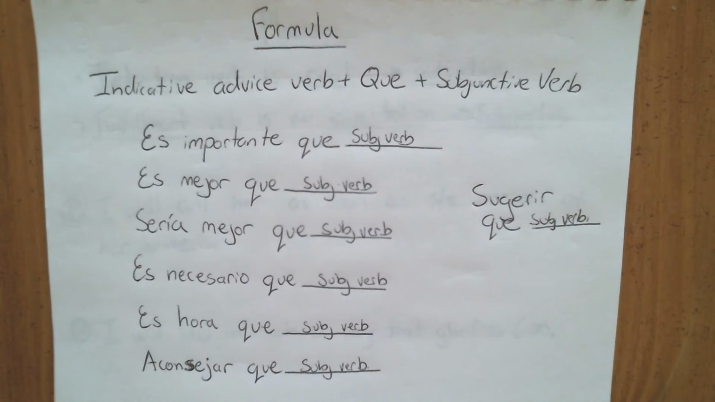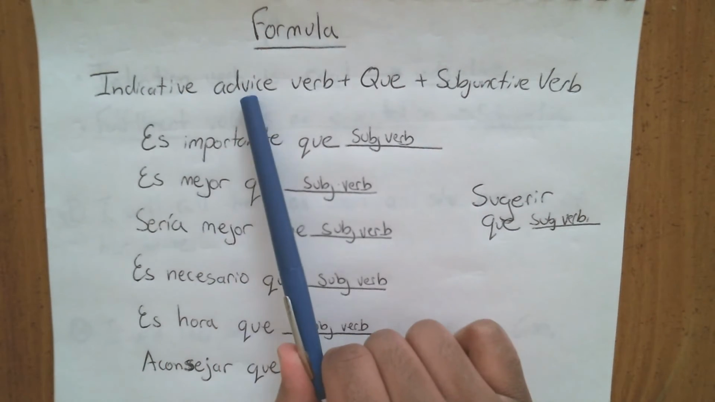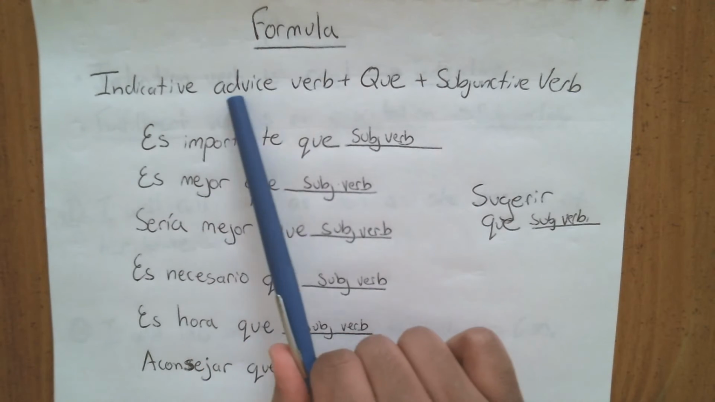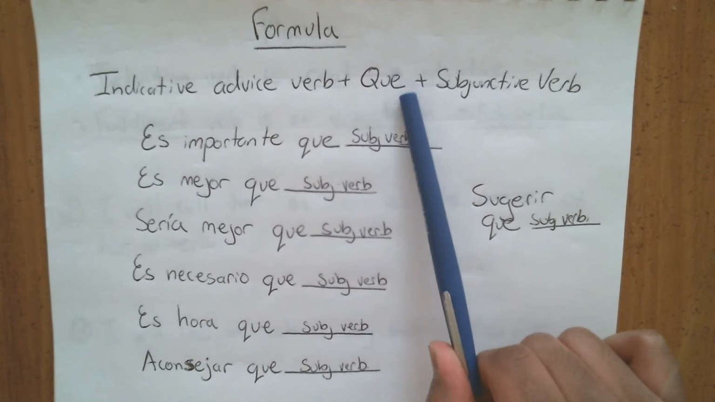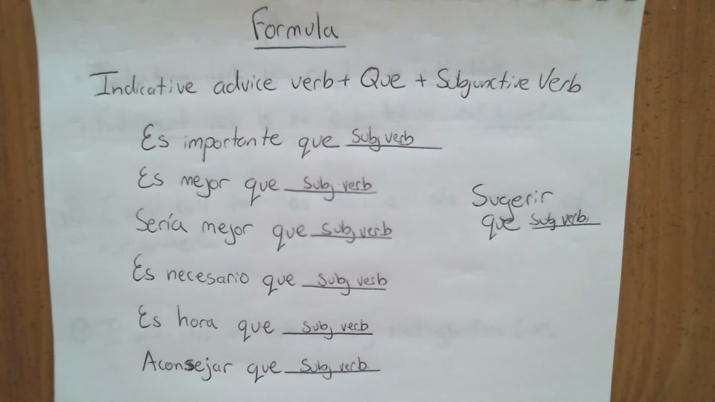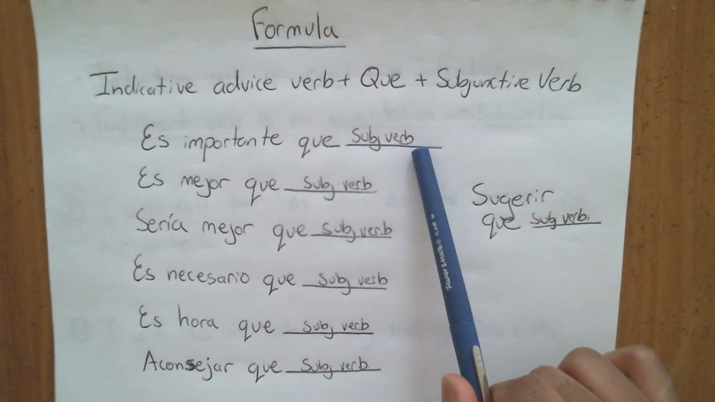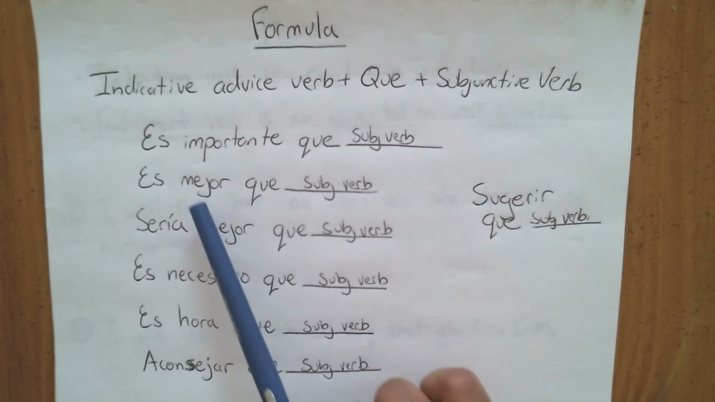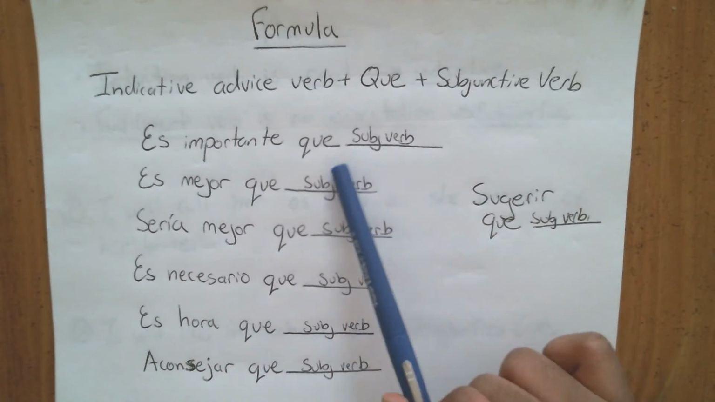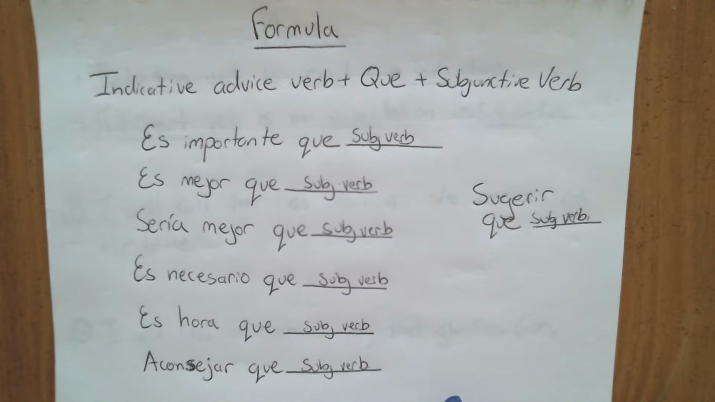Now, even for the advice, there's a formula that you follow. There's your indicative advice verb. Remember the part of the verb that's giving you the advice? Then a que, which is I say that, and then your subjunctive verb. Such as, it's important that you, well, the thing I expect you to do is going to be in subjunctive. It is best that you, the thing I expect you to do is going to be in the subjunctive.